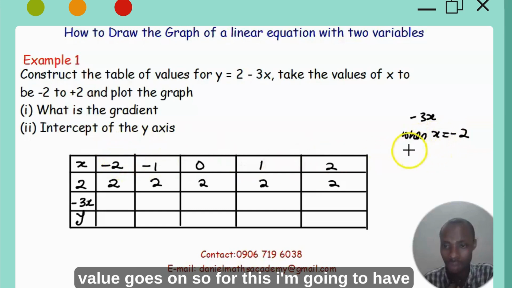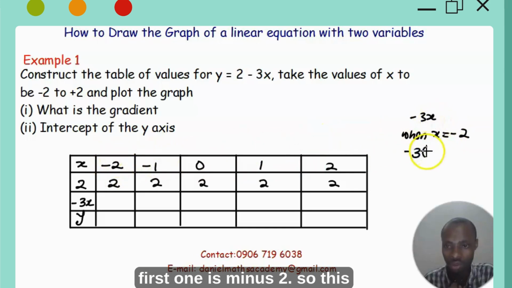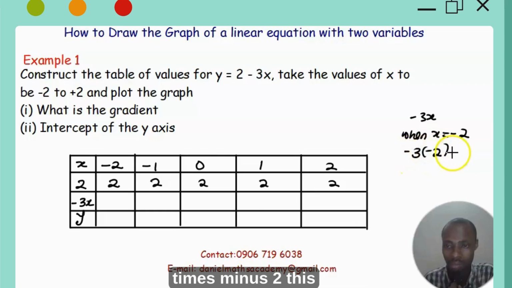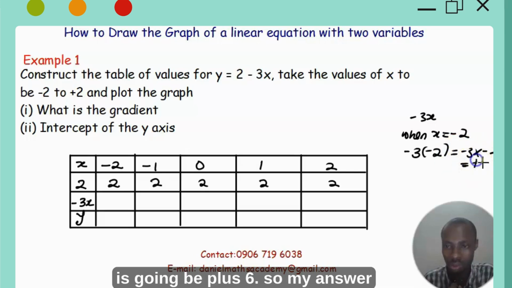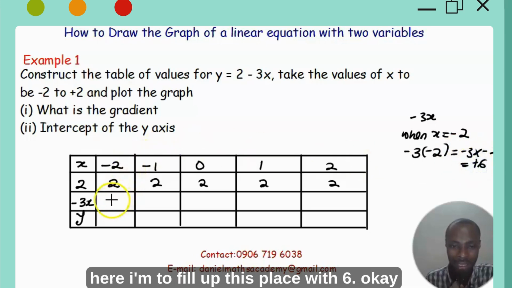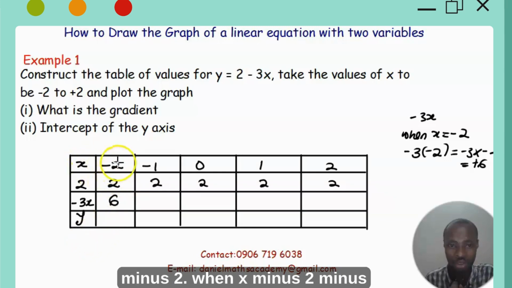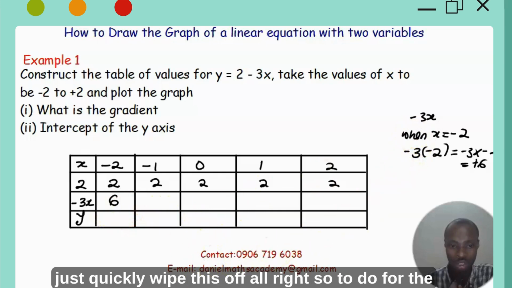So for this, I'm going to have minus 3 into x. For the first one, x is minus 2. So minus 3 times minus 2, which is minus times minus is plus, so this is going to be plus 6. I'm going to fill up this place with 6. So when x is minus 2, minus 3x will give us plus 6. Take note of that.